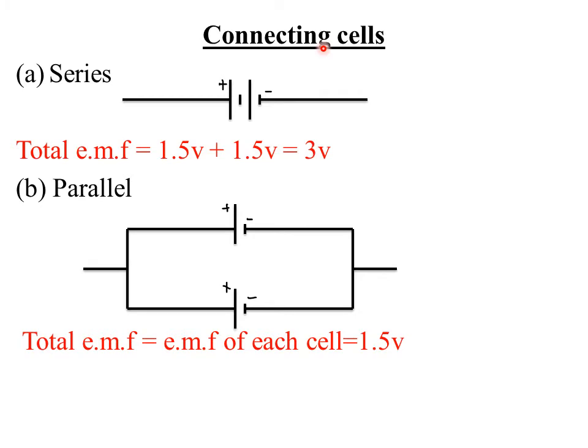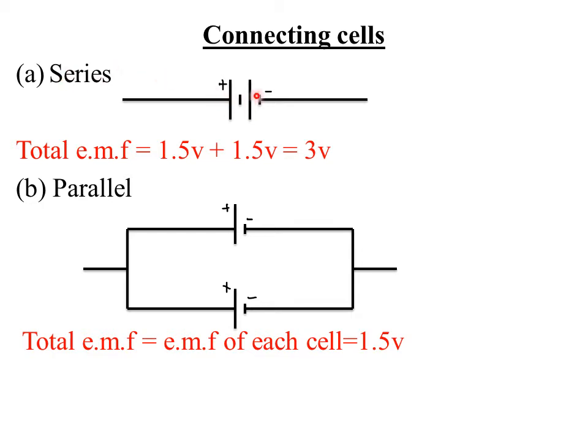So let's start with the connection of cells and bulbs. Cells can be connected in two ways, either in series or in parallel. Let's start by discussing series connection of cells. When do we say that cells are connected in series? When two or more cells are connected such that the positive terminal of one cell is joined to the negative terminal of another cell, then the cells are said to be arranged in series.